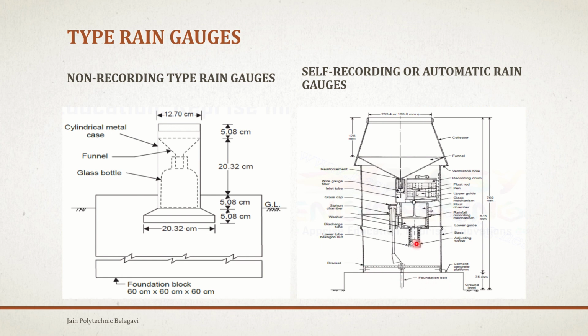This is the apparatus that is used for the self-recording or automatic recording rain gauge.